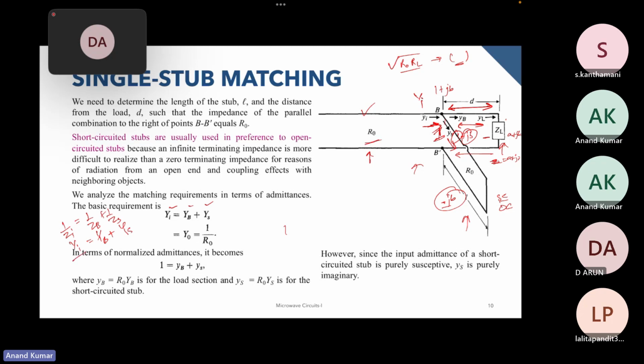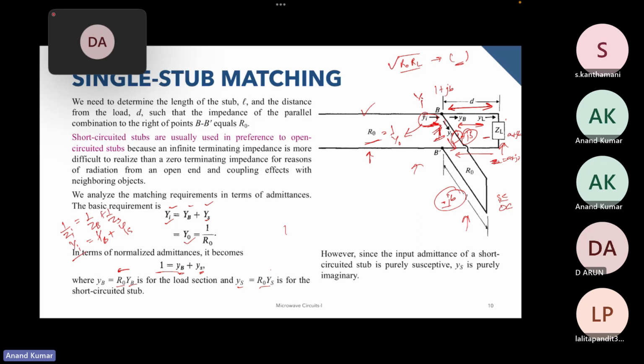So now by using R naught, R naught is equal to 1 by y naught, and then we can normalize this, and the idea is such that this yi should become equal to y naught. After normalizing, with our goal to make yi equal to y naught, we can write this equation over here. So yi becomes 1, yb becomes small yb, and ys becomes small ys. And small yb over here is R naught yb, if we denormalize it, and similarly small ys is equal to R naught ys.